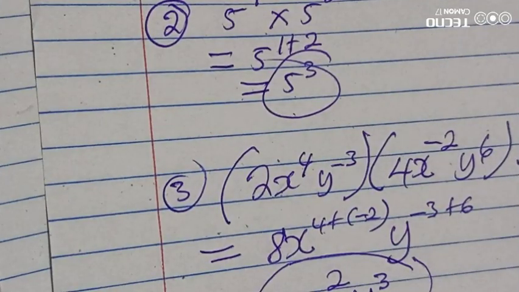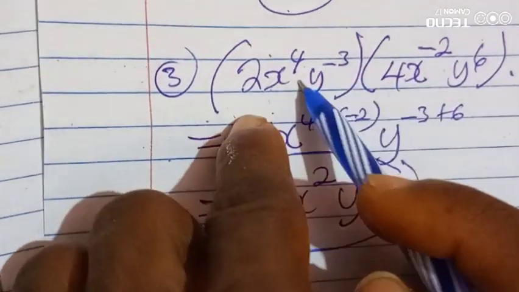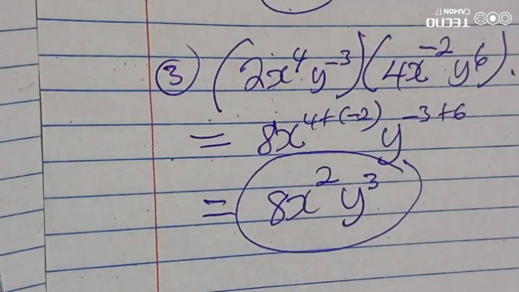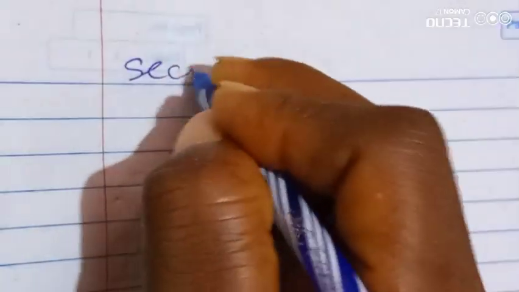Okay, so if you notice that the bases here are not the same, you multiply the bases, then you deal with the index by adding the indices. Okay, so let's go to our second law. The first law. Let's go to the second law.